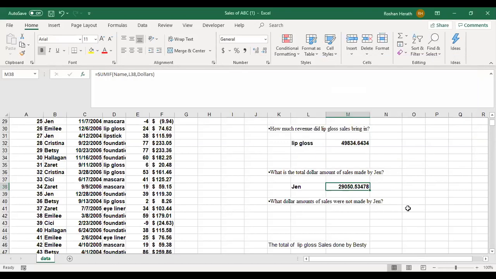$29,050 is what Jen has generated. Now we are coming to an important point. It asks us what dollar amount of sales were not made by Jen. So except Jen, what was the total sales made?